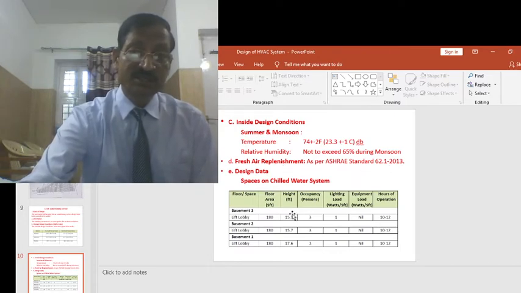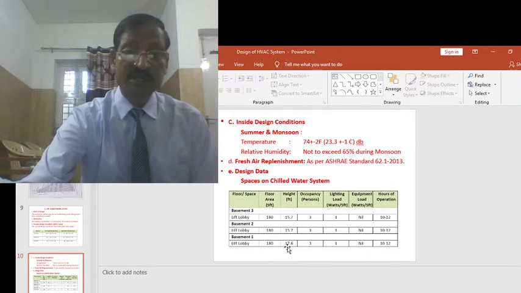This is a chilled water system. Basically, if this is the floor area, this is the height. I am taking the example of lift lobbies. Then we have occupancy, light load, equipment load, and hours of operation.